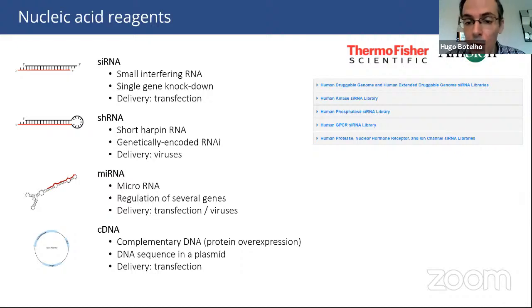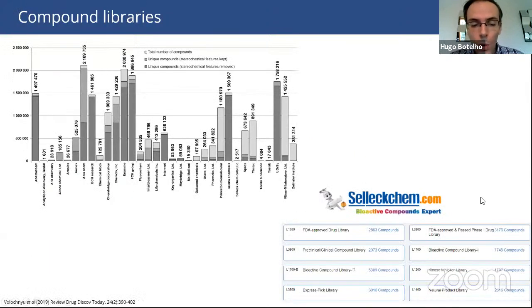So for instance, you can buy siRNAs targeting all kinases in the human genome if you are looking for kinases which can be of relevance for some biological process. Or you can buy libraries of chemical compounds which contain hundreds, thousands, or even millions of different compounds, but probing different parts of the chemical environment.